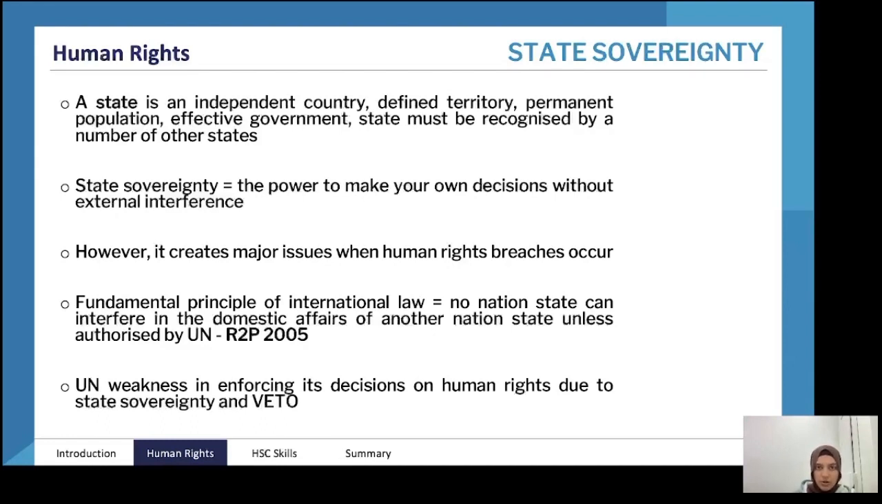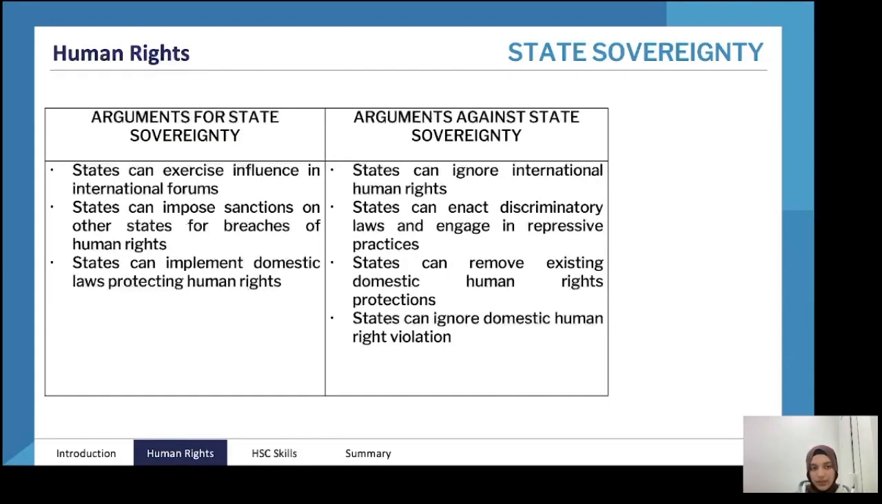So if there's a war or innocent civilians are dying or they feel like the country is in ruins, then they can step in to help protect the people. The UN's weakness in enforcing its decisions on human rights, due to state sovereignty, is a lot of the time related to vetoing. So the United Nations Security Council and other members of the council have the right to veto certain decisions as well, which can be a huge area of ineffectiveness in the system.